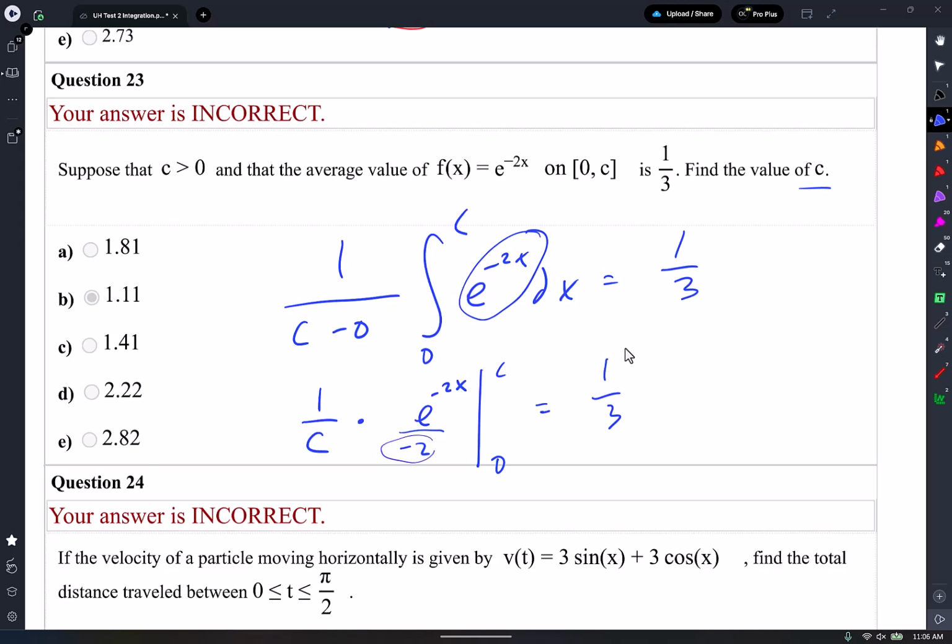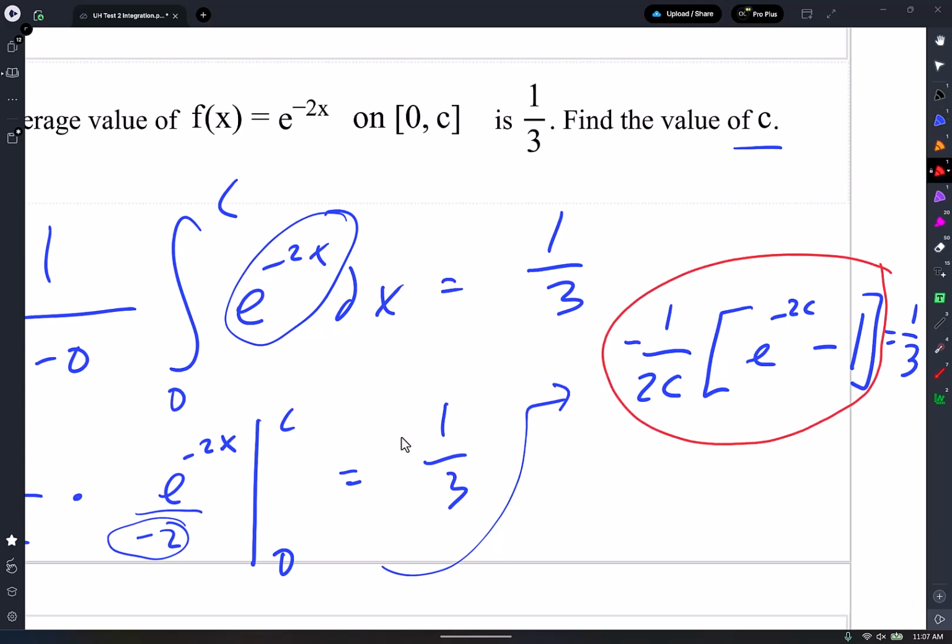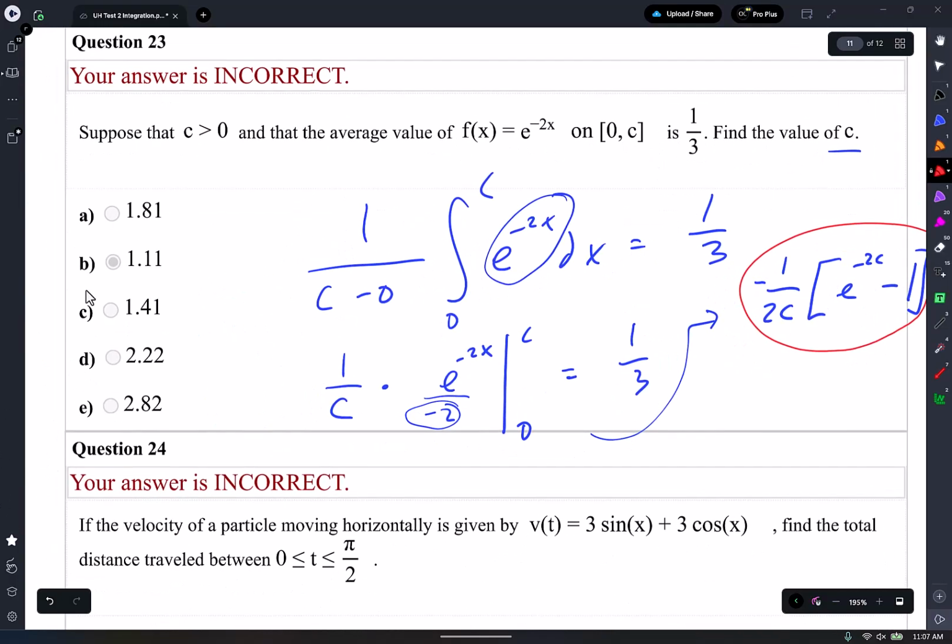So here it is, guys. I'm going to factor out that negative 2, so I'm going to write it over here. So here's what I see. Negative 1 over 2c, bracket, e, if I plug in c, that's e to the negative 2c minus e to the 0, which is 1. And all that equals how much? I would stop right there. Don't even try it. Type that in the calculator. Type this in y1. Type that in y2. And notice all the values are small.